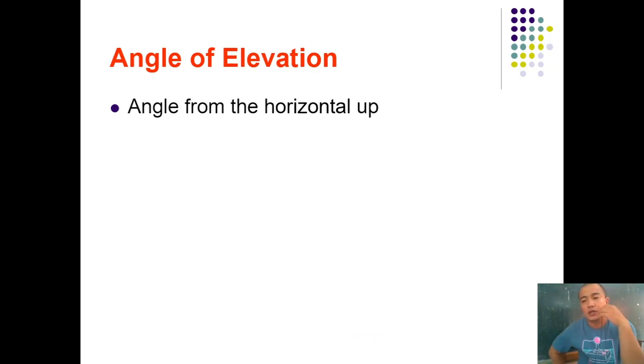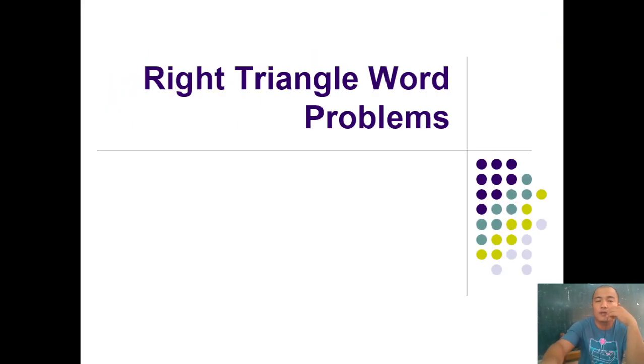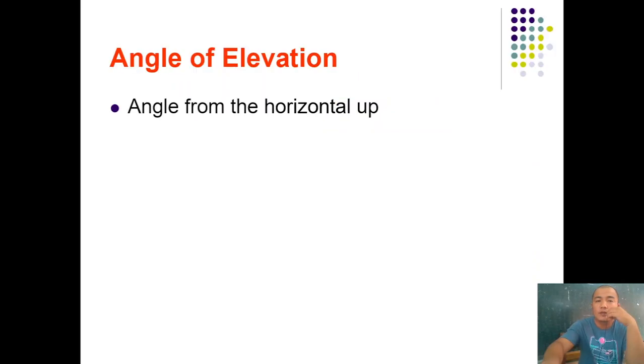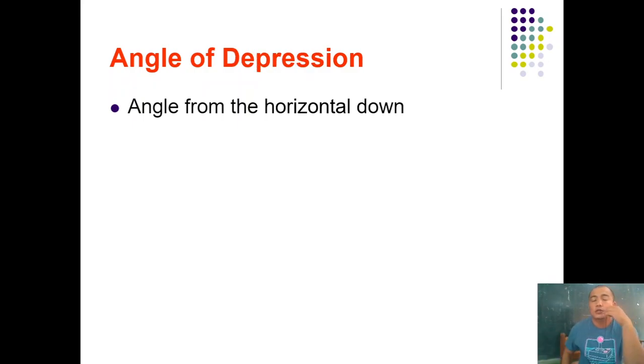Yan, punta tayo sa angle of elevation, application of right triangles. Angle of elevation is an angle from the horizontal up when you're trying to look for an object upwards, but when you're trying to look for an object downwards, the angle formed is what we call the angle of depression.